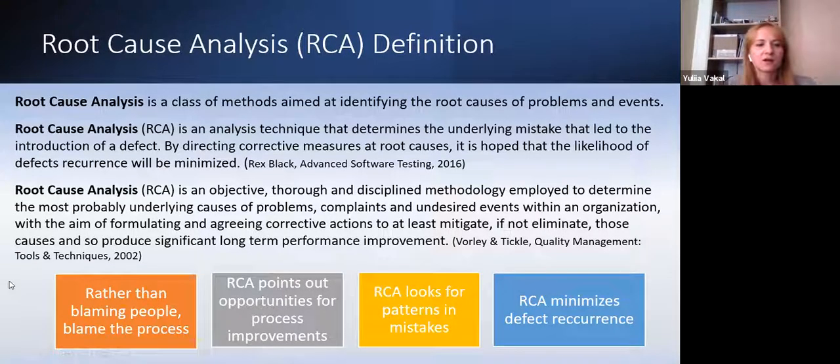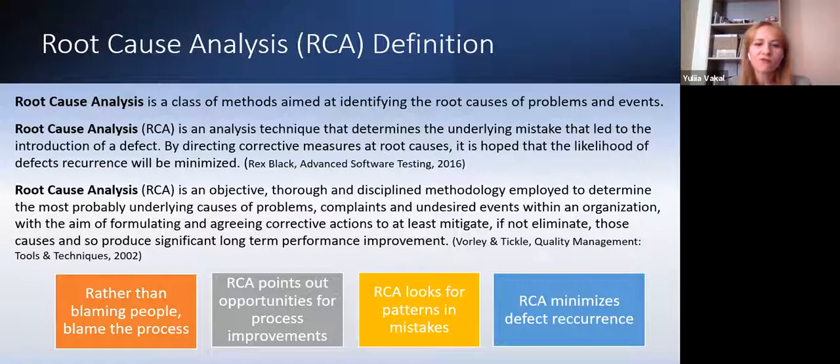So you can see four main goals of root cause analysis. There is another definition, which is probably more comprehensive, but it's a long definition. It just says that you could apply it to different areas, to different kinds of problems. And part of root cause analysis is also agreeing on corrective actions and trying to mitigate or eliminate the causes. That's a very important thing. It's not only to find the root cause, but to try to mitigate or eliminate it.